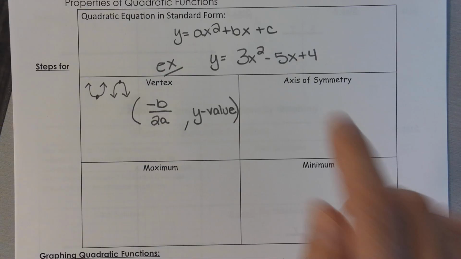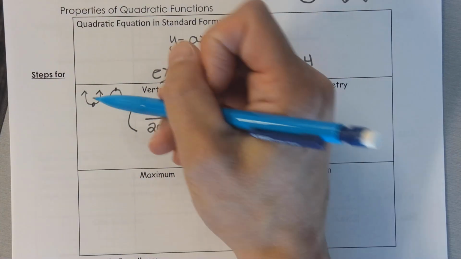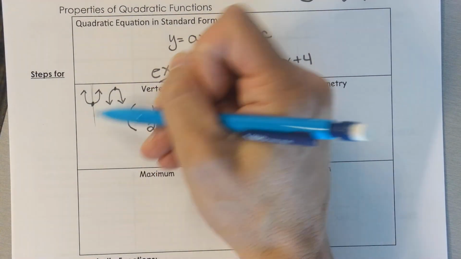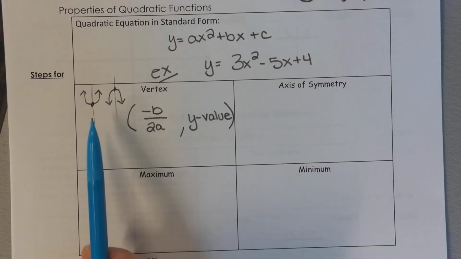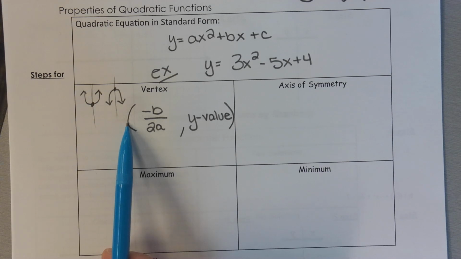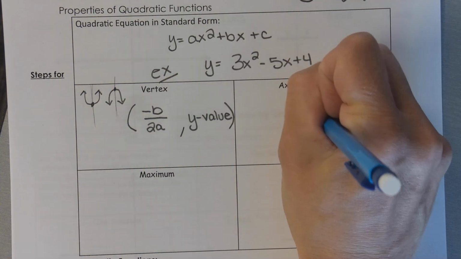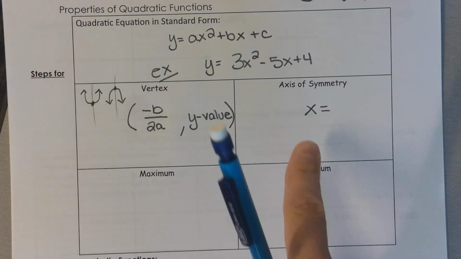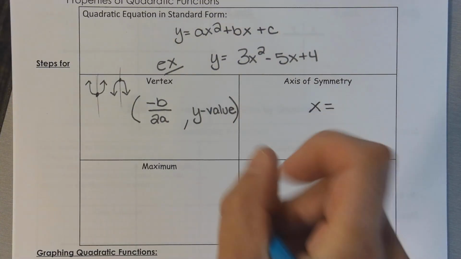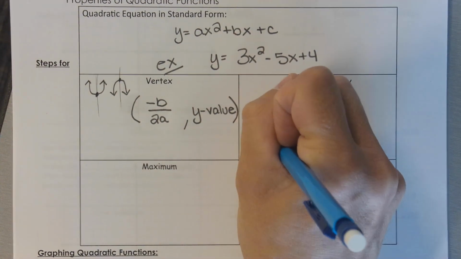Next, the axis of symmetry. So the axis of symmetry is the line that cuts the graph in half. Do you see how I drew those two lines in? Do you agree they cut my graphs in half? Yes. Okay. So the axis of symmetry is always going to be a vertical line. Do you see how it goes up and down for both? So because it's a vertical line, it's always going to be in the form x equals. So it has to be this way because it is always a vertical line.